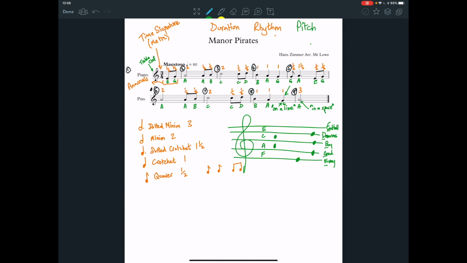Okay, so well done for watching all the way through, and you just need to complete this task. You need to finish annotating all of the orange and green parts just like I've done today.